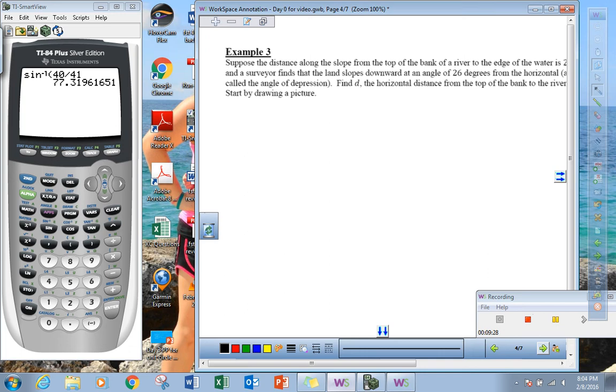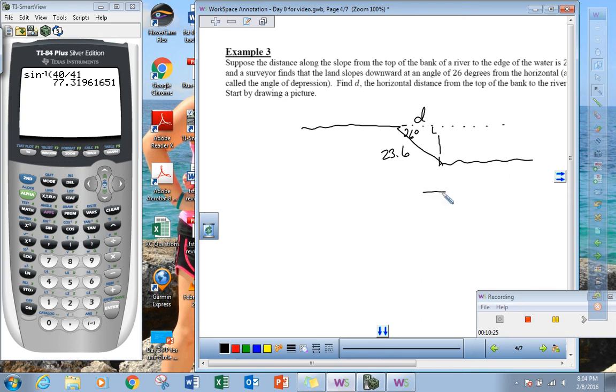So here's what we got going. We have our land, and then we have a slope that's coming down to the water. We now know that this is 23.6 meters. And here's what they're saying for this angle of elevation. If I extend that out, I know that this angle is 26 degrees. I'm going to draw my right angle right here, and they're wondering how far that distance is right there.